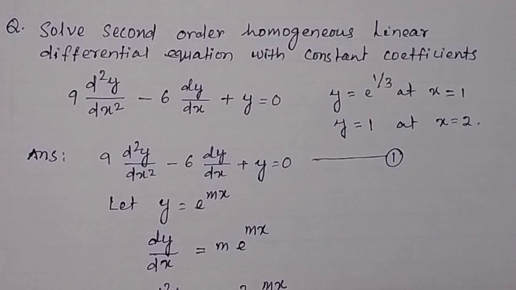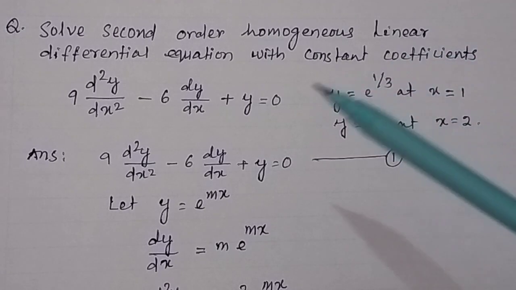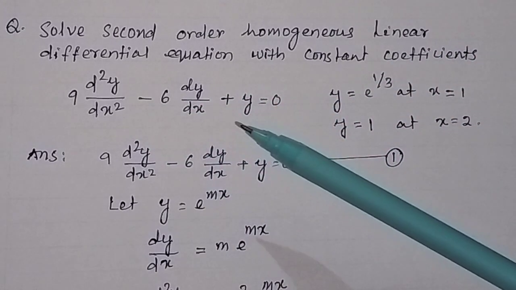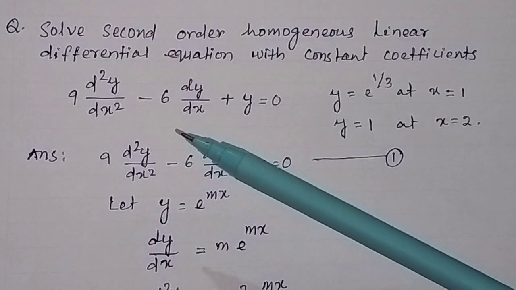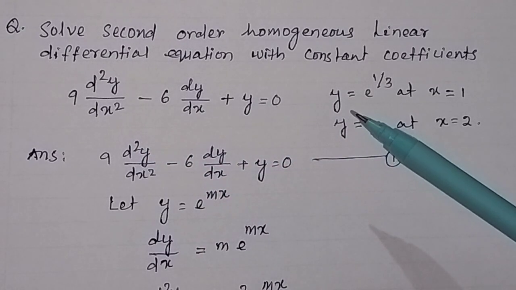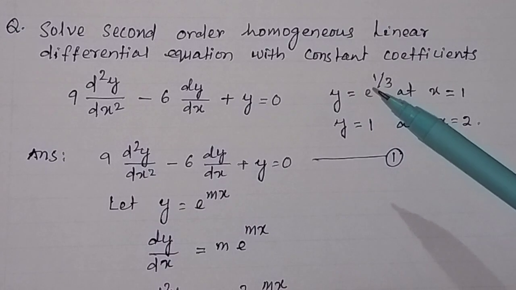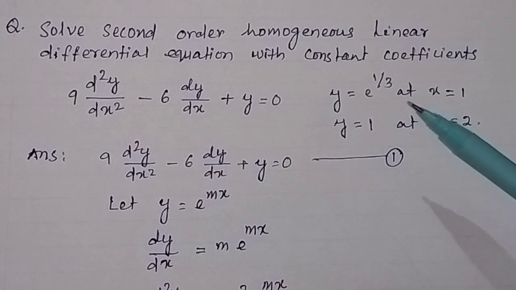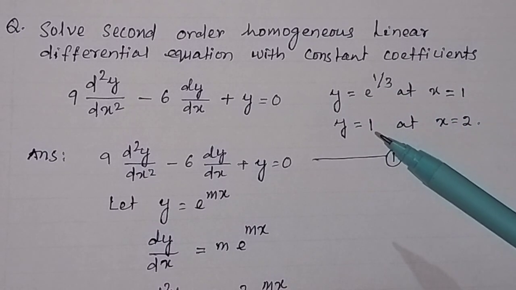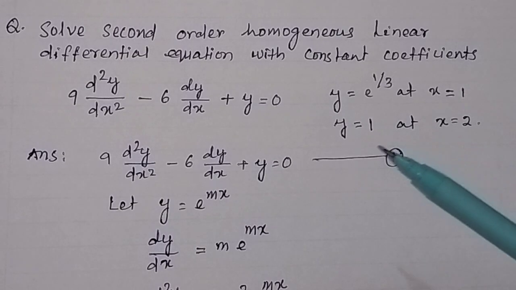Solve the second order homogeneous linear differential equation with constant coefficient. This is the second order homogeneous differential equation given, and the initial conditions are given: y equal to e to the power 1 by 3 at x equal to 1 and y equal to 1 at x equal to 2.